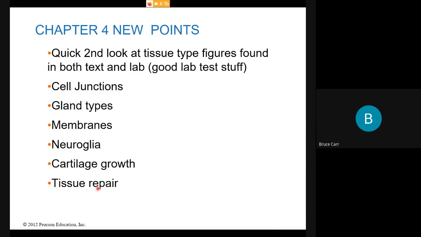The neuroglia, I mention again, because nervous tissue is neurons. Those are the signalers. It is the neuroglia that will be the system builders and managers. Cartilage growth was very special, and tissue repair was our final topic.